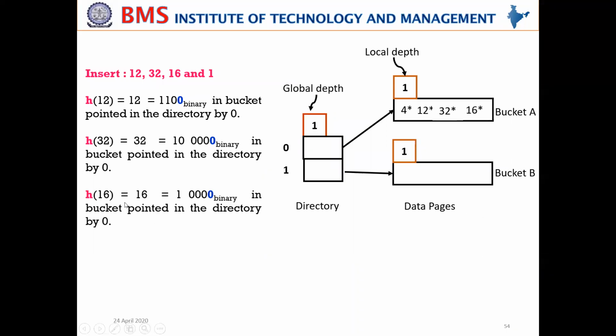So next, let me take 16. This is the binary value for 16. So again, it has gone to bucket A itself. Correct? Hope they are clear. It's clear for all of you.